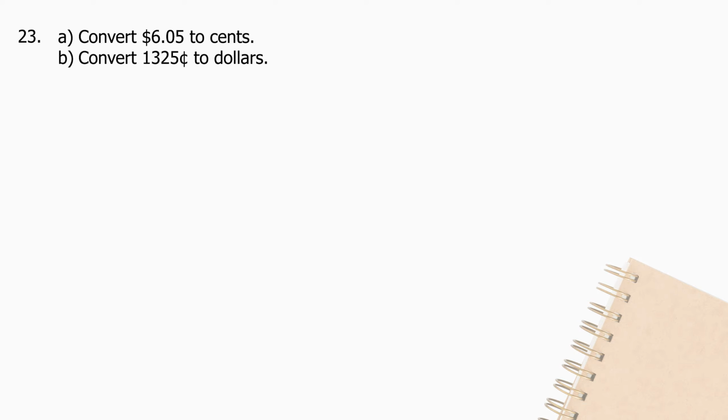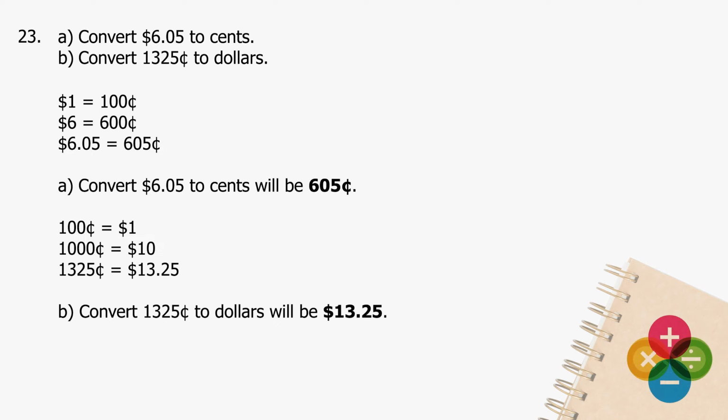Question 23. A. Convert $6.05 to cents. B. Convert 1,325 to dollars. $1 is equal to 100 cents. $6 is equal to 600 cents. $6.05 is equal to 605 cents. A. Convert $6.05 to cents will be 605 cents.